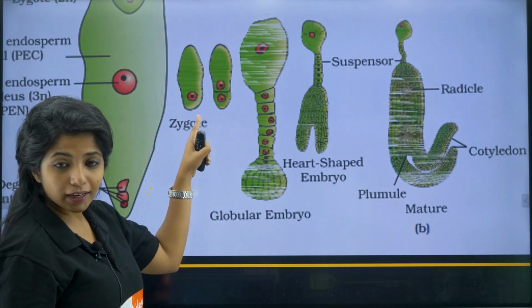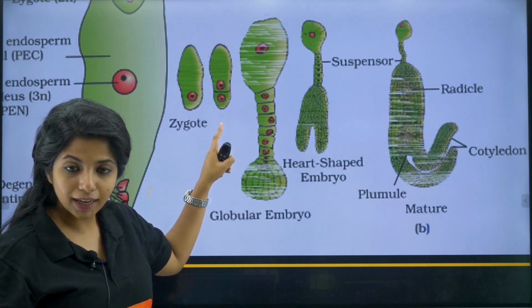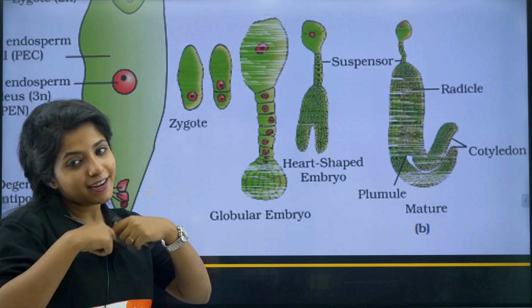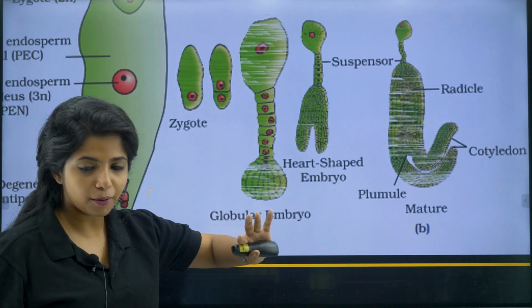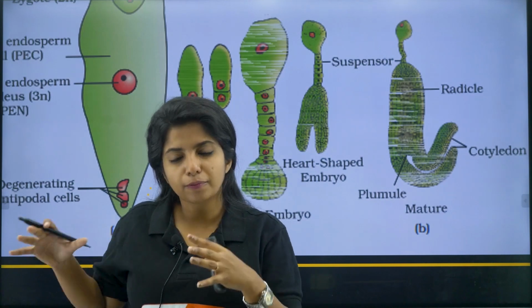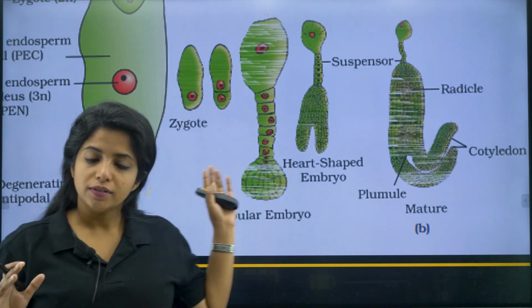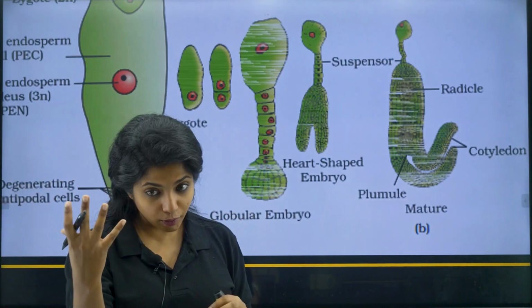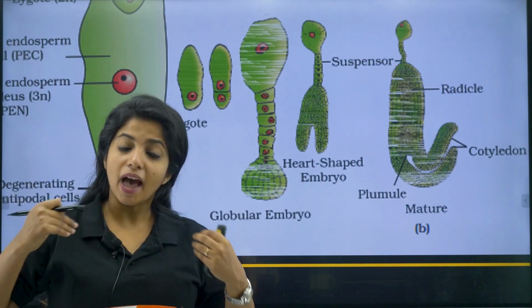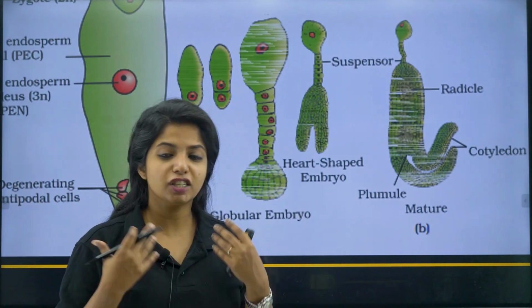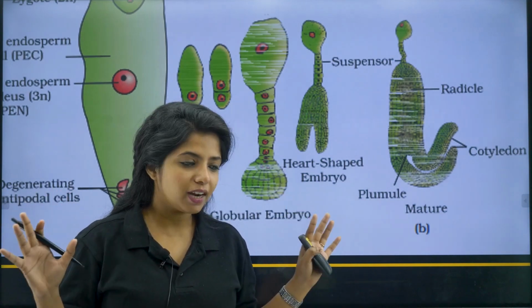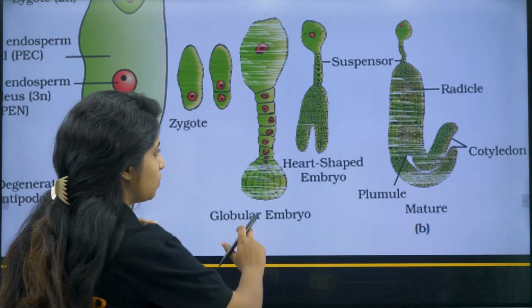So, zygote, then pro-embryo, then globular embryo, then heart shaped embryo, then mature embryo. Please remember, pro, as in the initial portion, is always known as pro. So zygote, pro-embryo, then the globular embryo does not have any shape, then it has a shape, that is heart shape, then it becomes mature. After it has a heart, it gets heart broken. Later on, we say they have become mature. You can remember it like that.